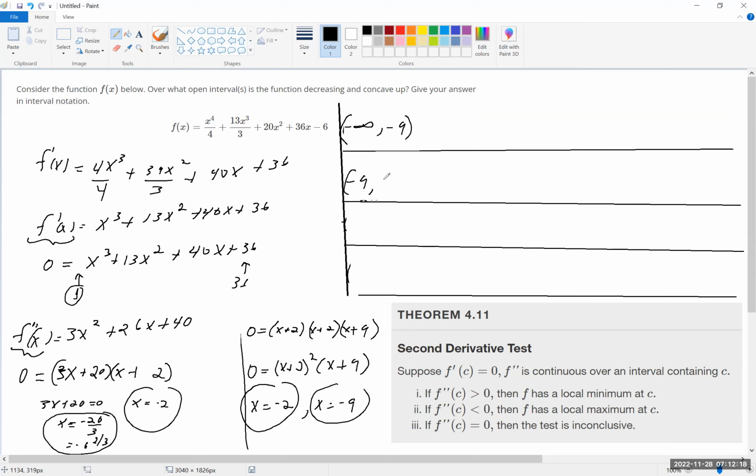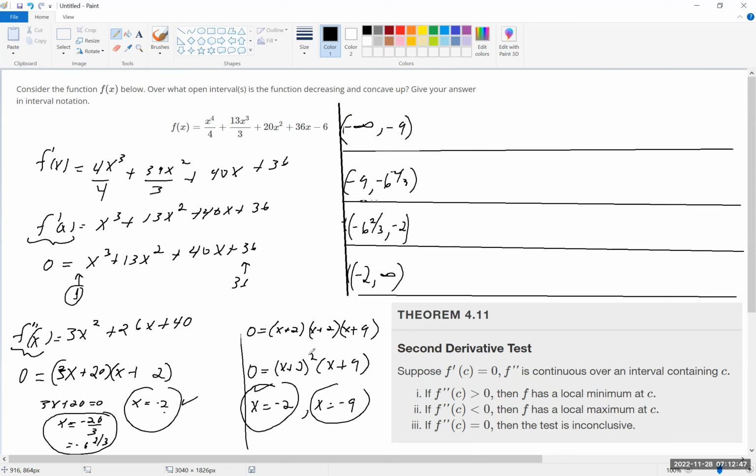So we could leave it as -6 2/3. It'd be easier to work with. And then we'll do -6 2/3 and go all the way to -2. And then we'll go from -2 to infinity. So that takes care of all the critical values. Obviously, these came up twice.